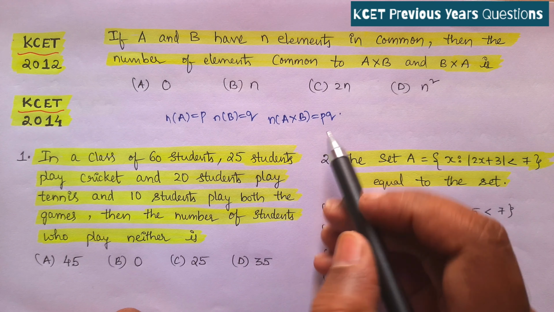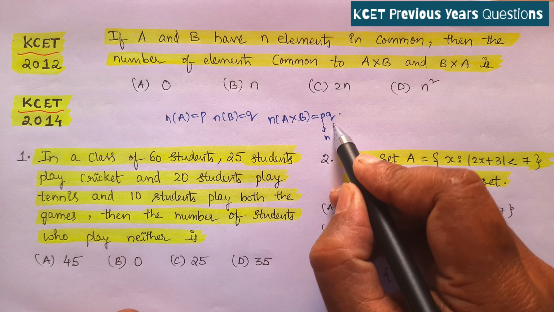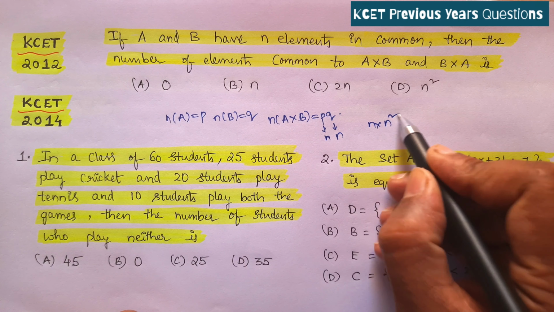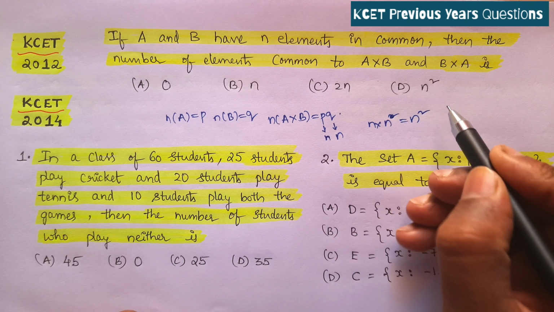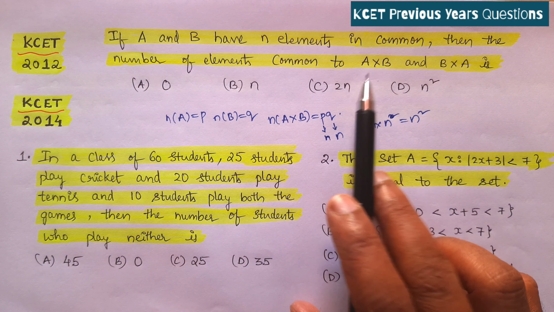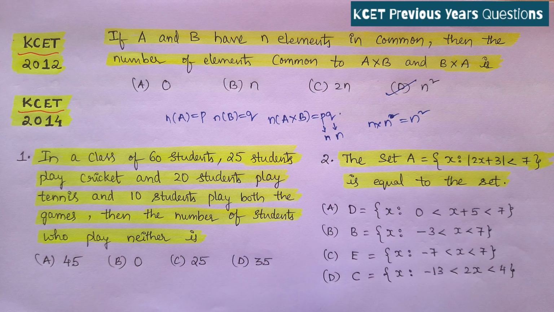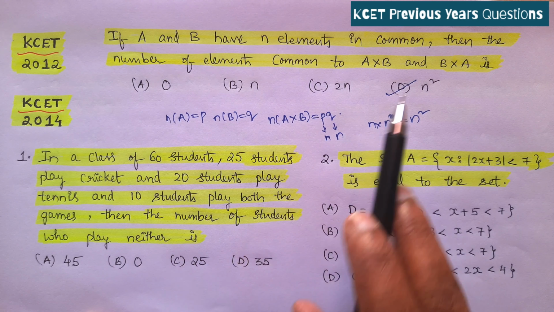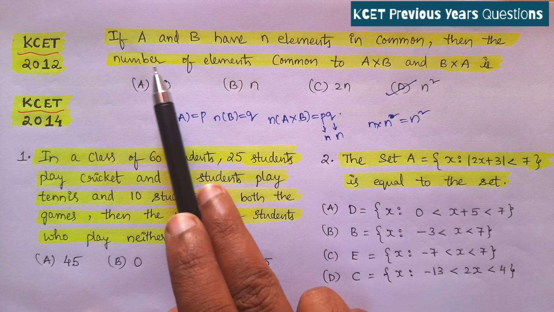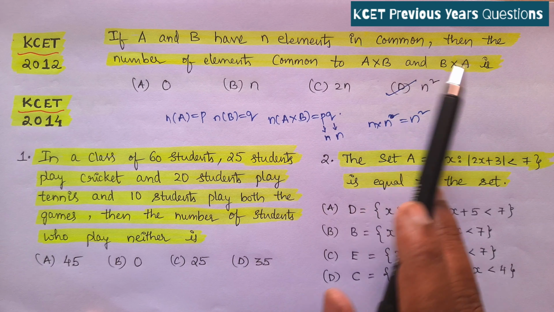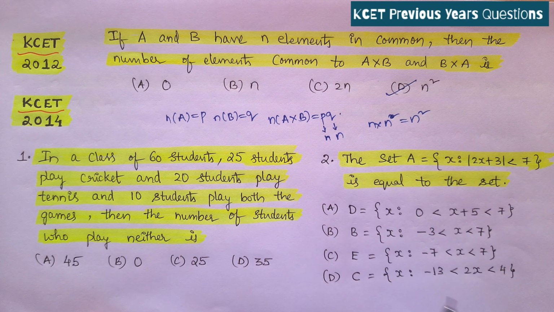Why? Because n into n: in the first set n elements are common, in the second also n elements are common, so n into n will become n square, right? So similarly the common elements in A cross B and also in B cross A, that is also the same, that is n square. Okay, whatever the number of common elements is, that squared. Similarly, if A and B have 10 elements common, then the number of elements common to A cross B and B cross A is again 10 square, like that. Okay, this is the 2012 question.